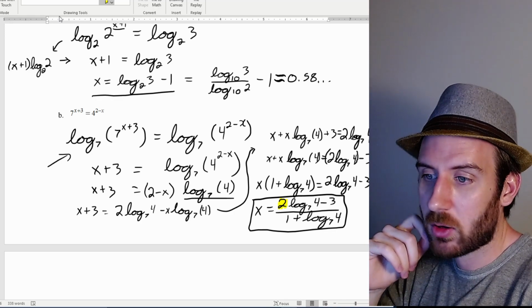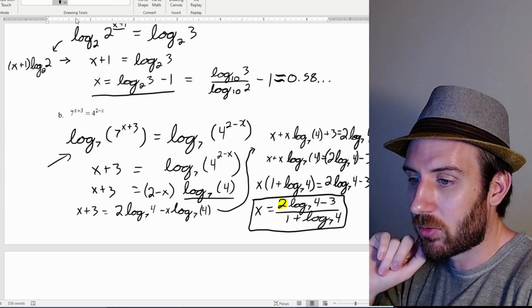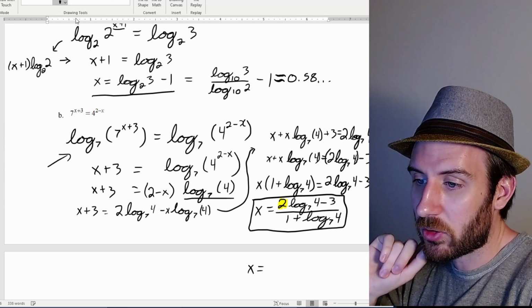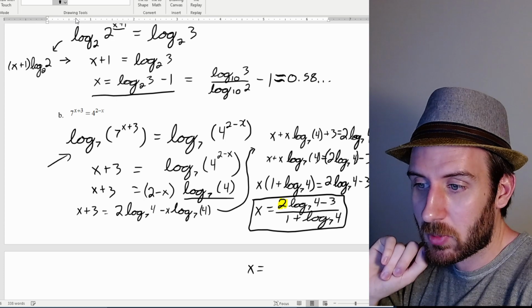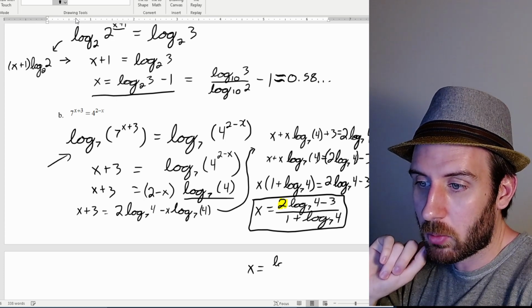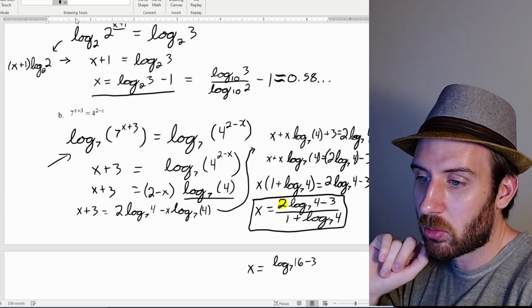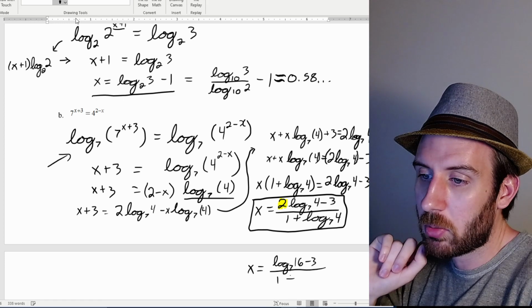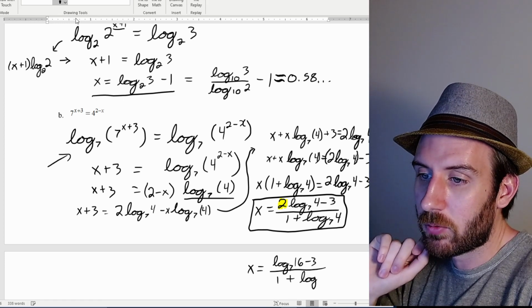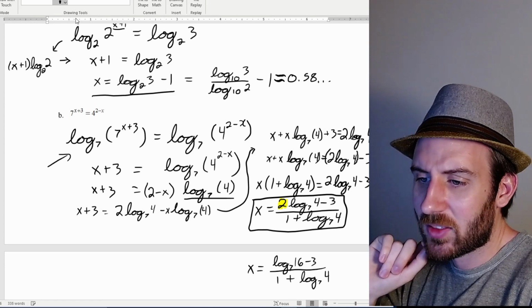I've got 2 in front. I could, as just kind of extra here, do x equals, instead of 2 times logarithm, that should be a power formula, or power shortcut, so I can make log base 7 of 4 squared. That'd be 16. Log base 7 of 16 minus 3 over 1 plus log base 7 of 4. And then I think that's about as far as we're going to get.